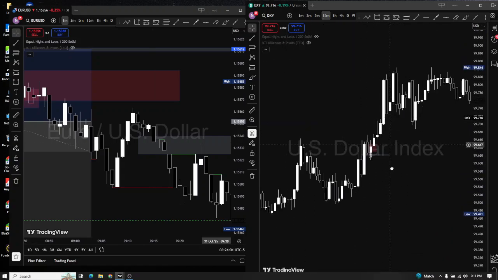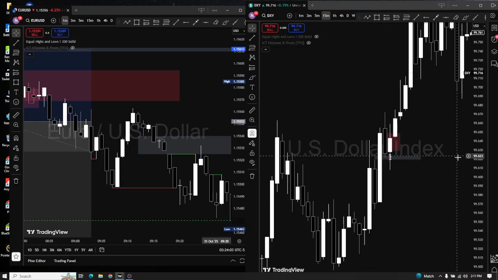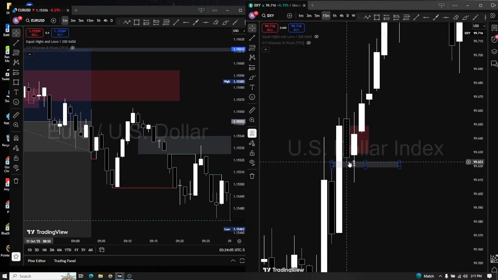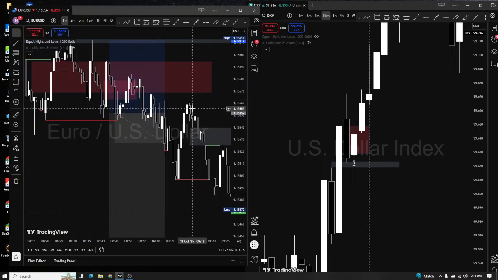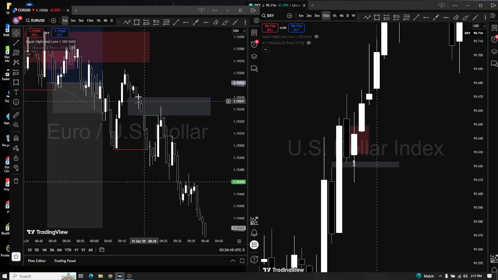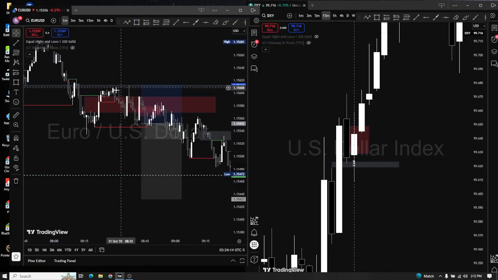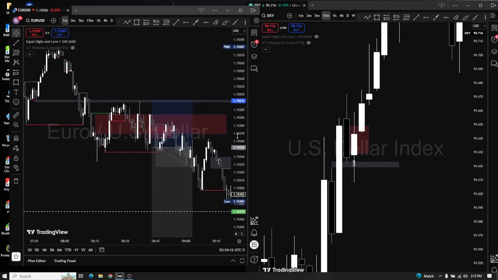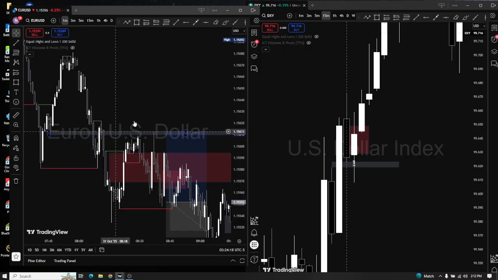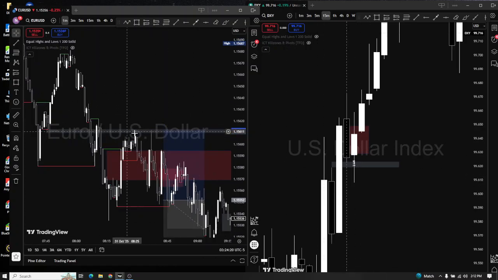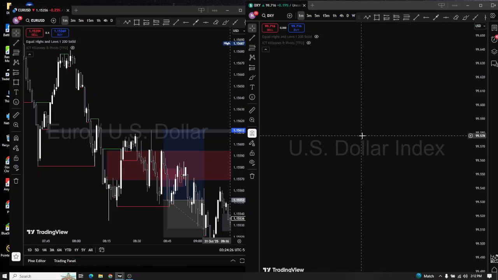Now let's shift into the 15-minute time frame. Here you can see the market tapped into this 15-minute bullish fair value gap, whereas this is the red box. Okay, this was the box that I marked out on USD. So this is the bearish fair value gap and this is the bullish fair value gap. Once the market tapped into this bearish fair value gap, I shifted into the 1-minute time frame to find SMT divergence.